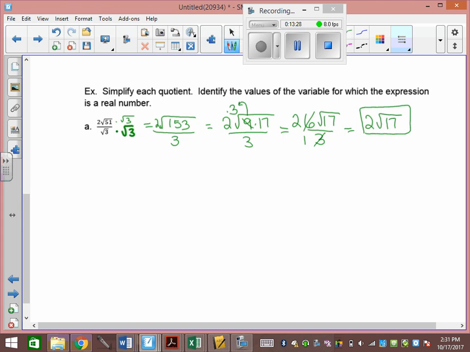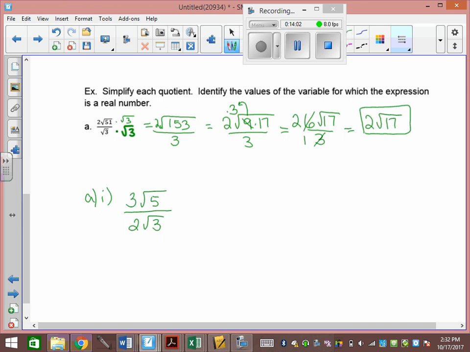Now, I'm going to give you another example in between. I'm going to call this A.1. So 3 root 5 over 2 root 3. So if it's a binomial, you multiply by the conjugate. If it's a monomial, you multiply by the radical. Now, would I need to multiply by 2 root 3 to get rid of the radical? You could, but if I multiply by just the root 3, it gets rid of it, doesn't it?